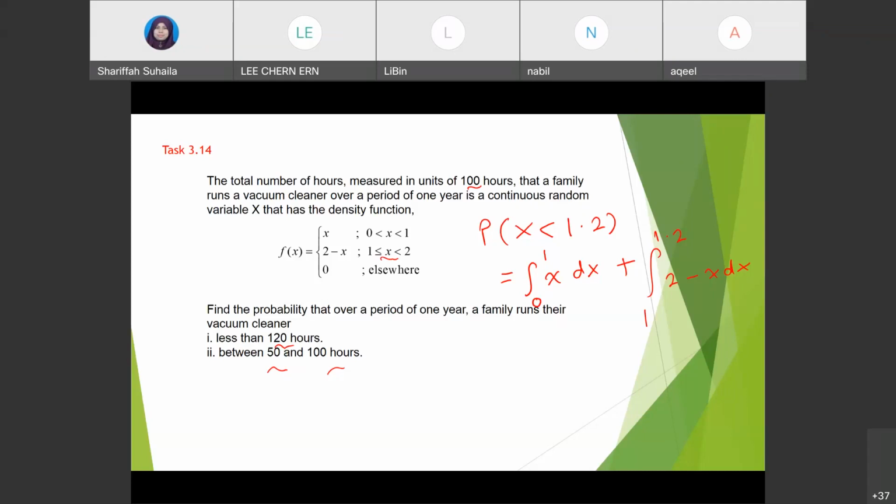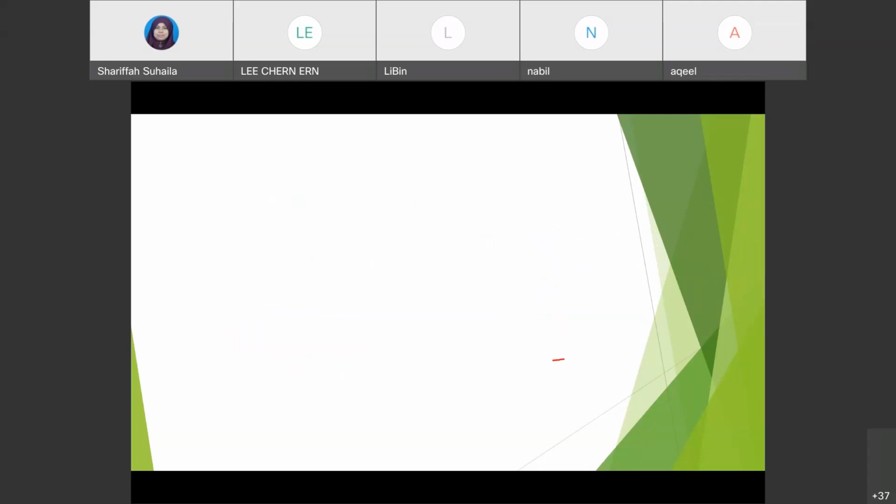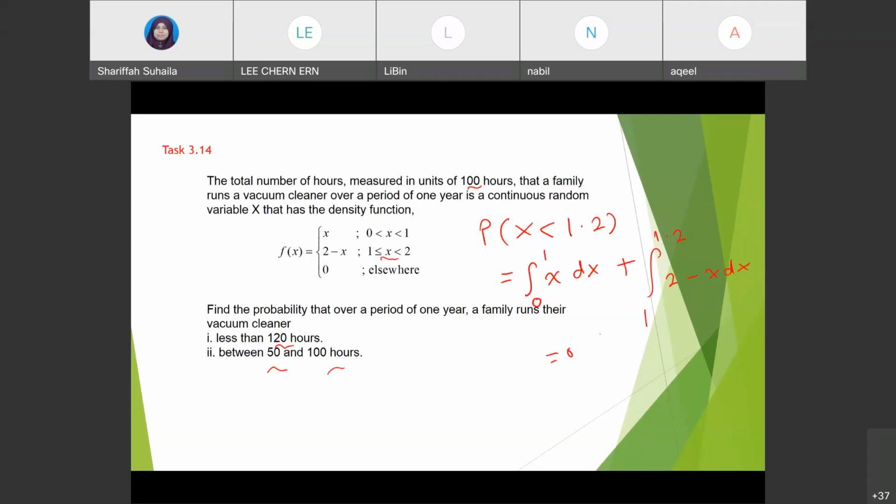Okay, so everyone got the answer 0.68? Less than 1.2. So again, you integrate from 0 up to 1, and then from 1 up to 1.2, so the density is 2 minus x dx. Integrate with respect to x, so this should give you the value 0.68. Okay, so sama juga yang ni, between 50 and 100.